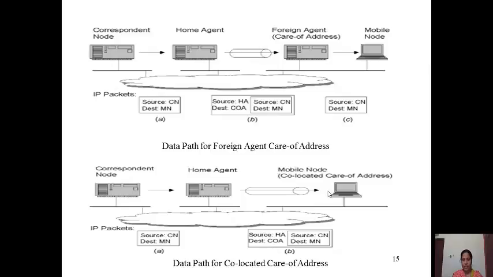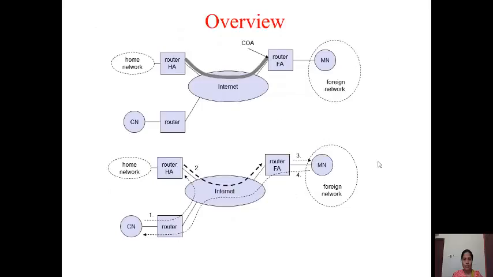Now whenever this packet is sent through the virtual pipe, the mobile node receives it, decapsulates it, and gets the original receiver's address or uses it subsequently, right? So this is the difference between the data path for foreign agent based care of address and the data path for co-located care of address. Hope this concept is clear.